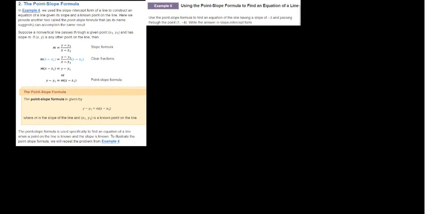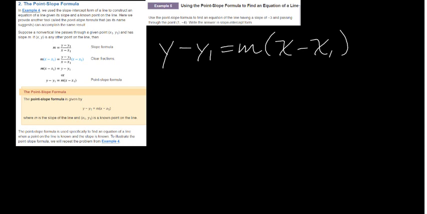So this example reads, use the point slope formula to find an equation of the line having a slope of -3 and passing through the point (1, -4). So we're going to use the point slope formula. Let's go ahead and rewrite it. By definition, m is the slope and (x1, y1) is a known point of a line.